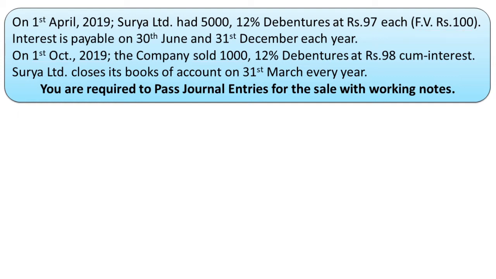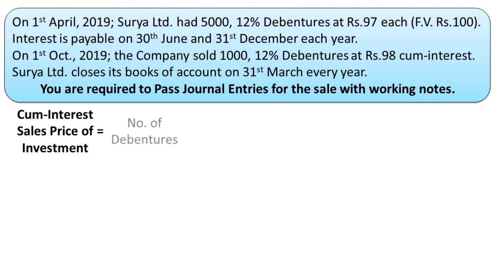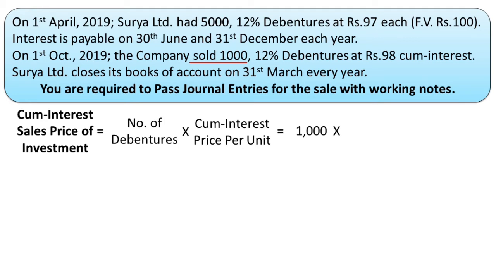Now let us calculate cum interest sales price of investment, that is 12% debentures. Very simple. The number of debentures we have sold multiplied by cum interest price per unit. Here in the example, we are selling 1,000 debentures. So 1,000 multiplied by 98 rupees per debenture. So 1,000 multiplied by 98 is equal to 98,000.